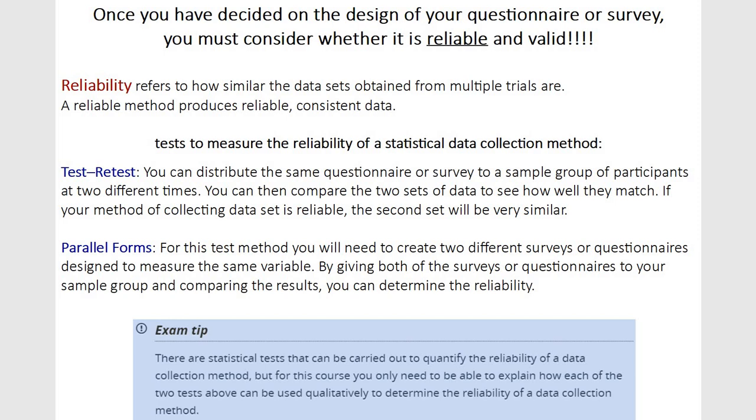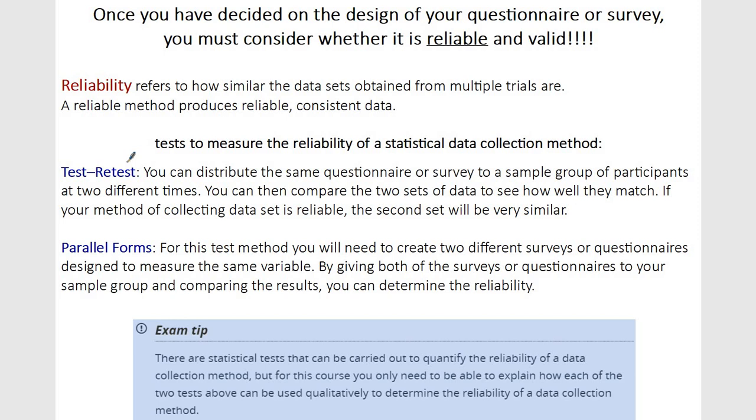Okay. So how can we know if our questionnaire is reliable? Well, we can do two things. We can either test, retest, which is we distribute the same thing to the same group of participants at two different times. Okay, and then we compare the results. Okay, so it's the same subjects just at different times.